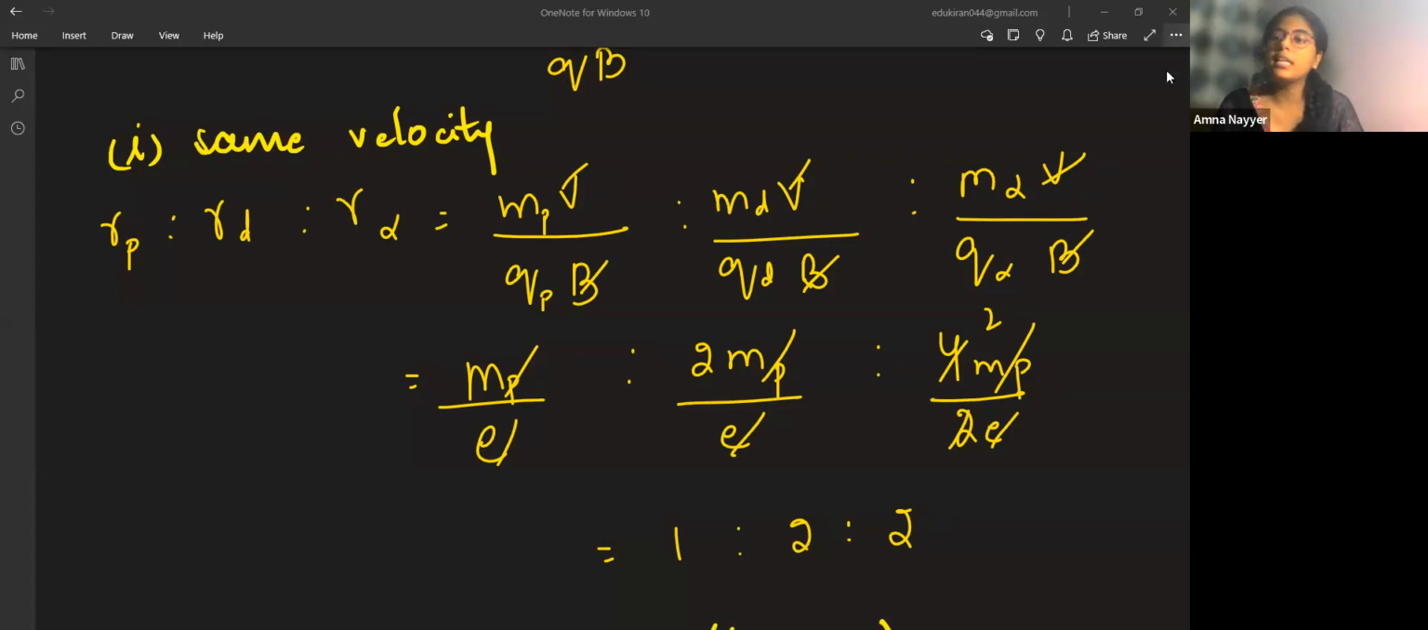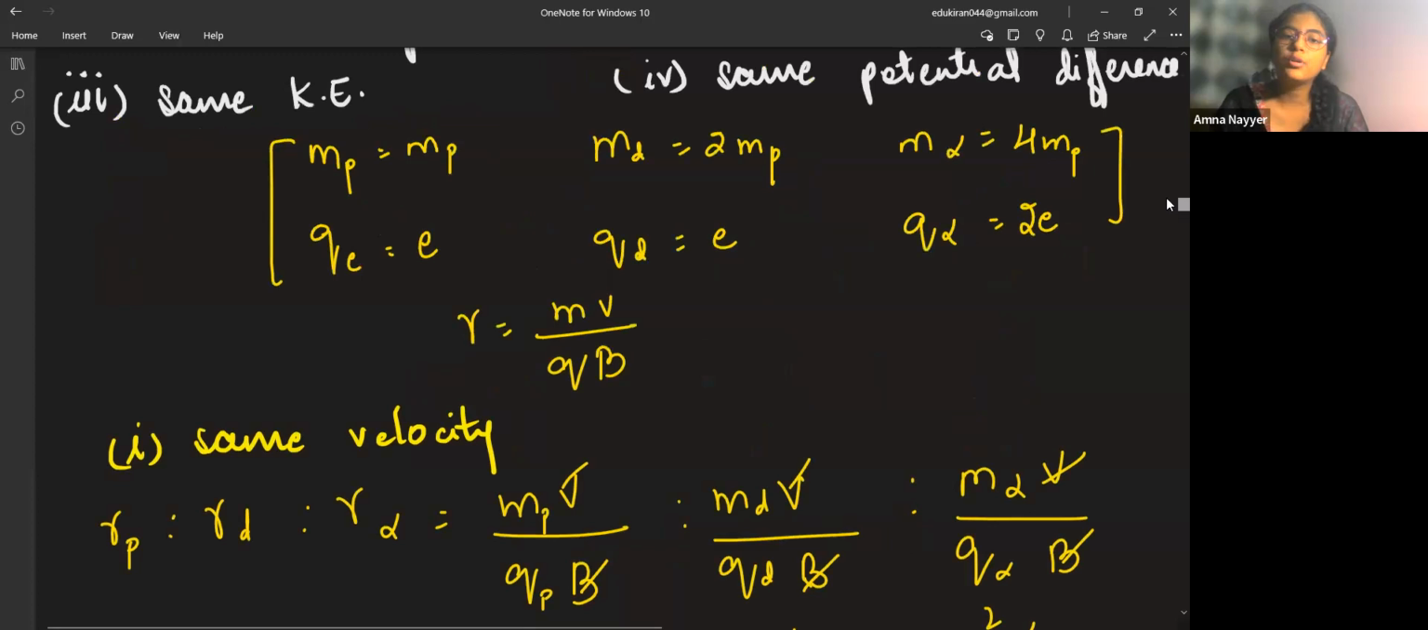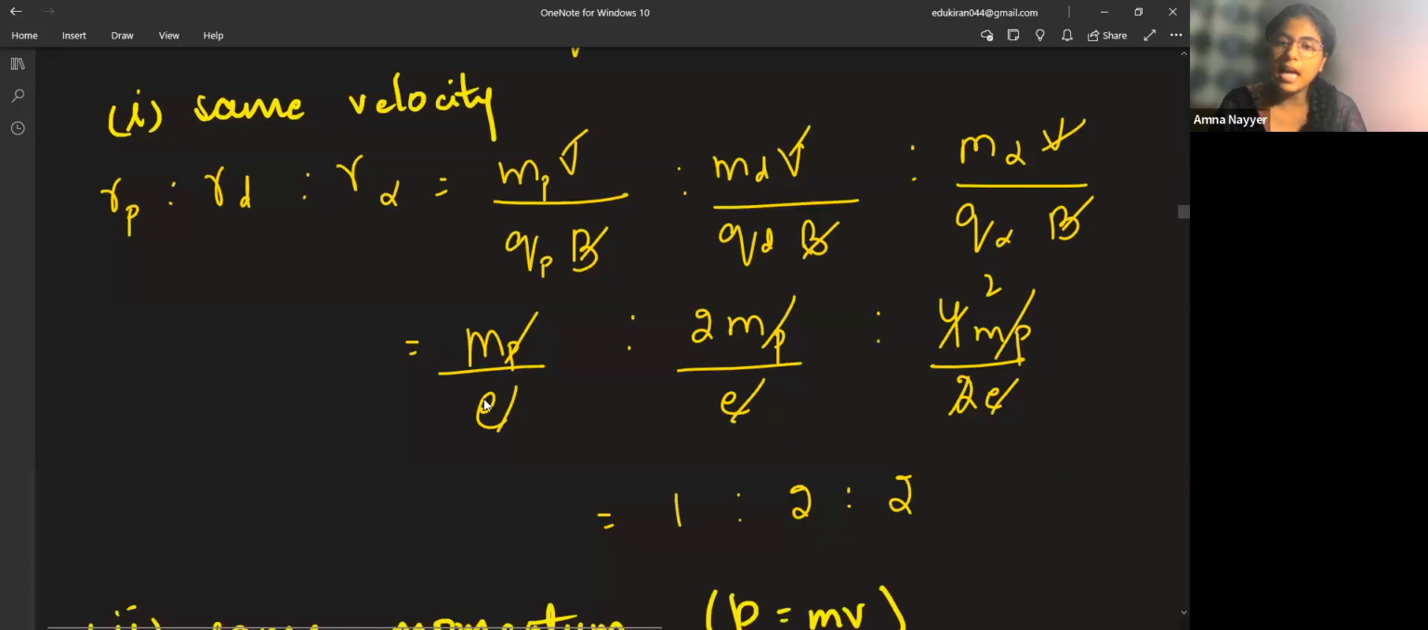That's what I was telling you in the initial portion of this question. This is the relation between their masses and charges, and you should remember this for all the questions. If velocity and magnetic field are the same, they will get cancelled. And their masses and charges can be cancelled too, so we are left with just 1:2:2. Now clear, Faiza?